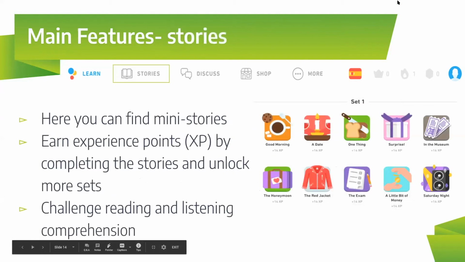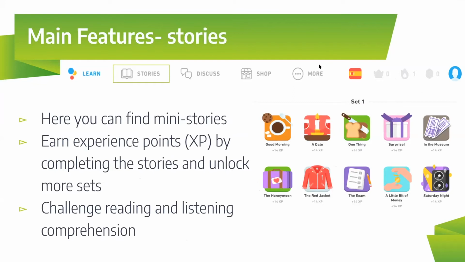The next main feature I will be discussing is the Stories feature. You can find this by clicking the small book icon with stories beside it, as you see outlined in green. Here, you can find mini stories. These stories earn you experience points known as XP on Duolingo, and by completing the stories, you can unlock more sets and more stories. This section is a great way to challenge your reading comprehension and listening comprehension in the new language.